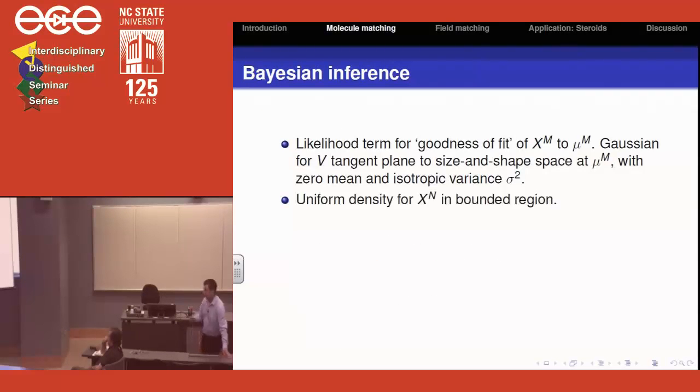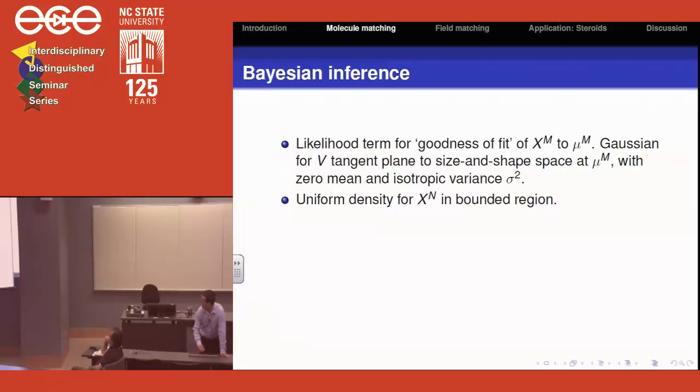And then I've got the unmatched points as well, which also will contribute to the model somehow. But I haven't really got any information about where is a good place to put the unmatched points. So I'm just going to say they're uniformly distributed around, in a bounded region around the molecule. Okay? So that's the second part of the model.